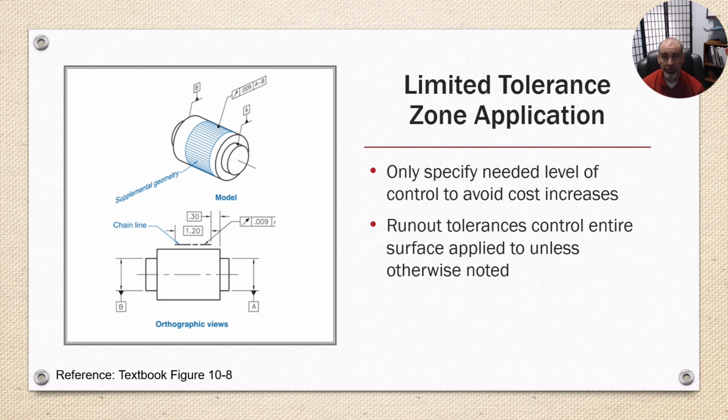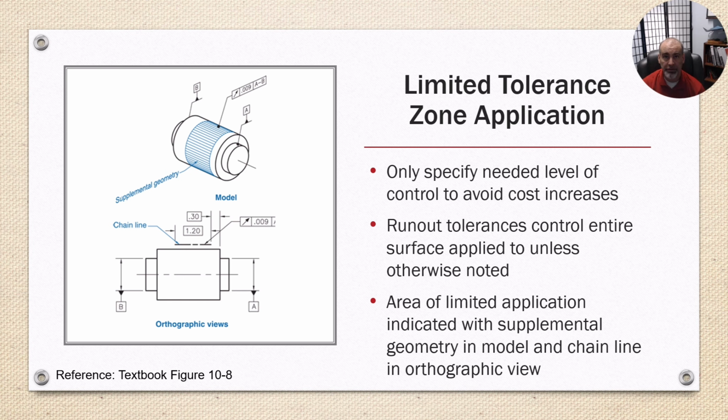And the area of limited application is indicated with supplemental geometry, as shown in the top, where you have a model and a chain in orthographic views. They chopped off the geometric frame in the orthographic view in the graphic, but you would show a chain line and then call your runout to that chain line, and then you would have your dimensions of where that chain line zone is. If it was in a model, you'd have to do some supplemental notation that comes up in the annotated model. Okay? It would show the zone limits.